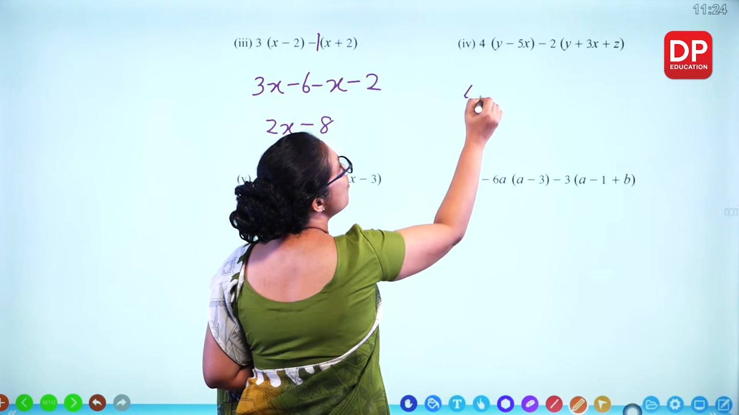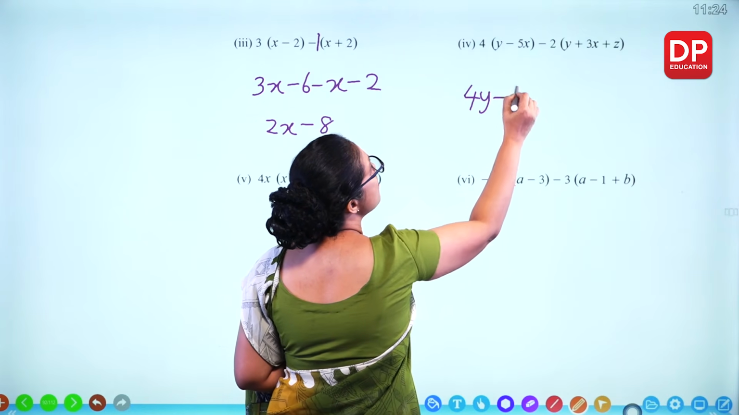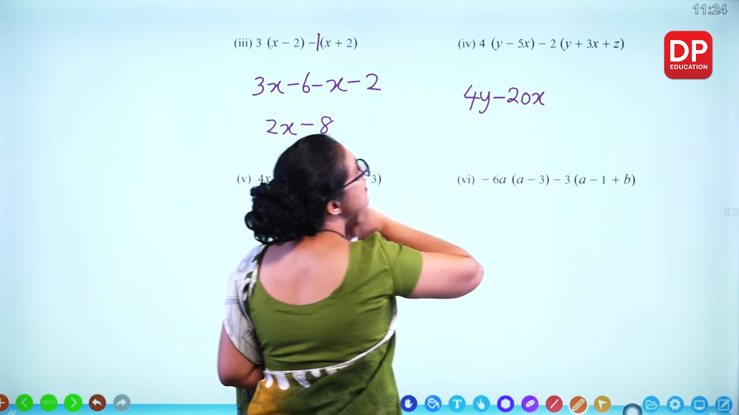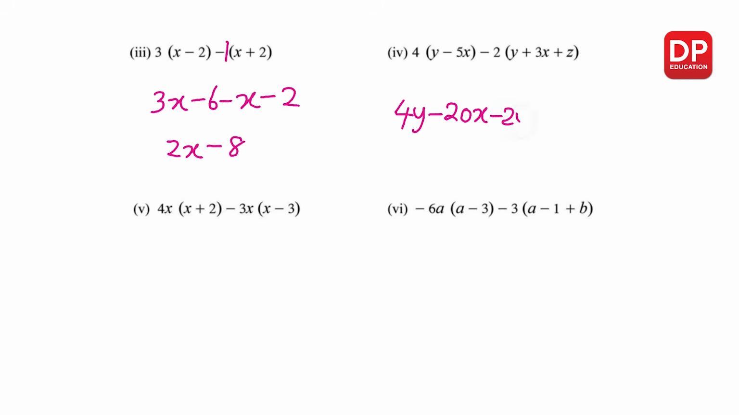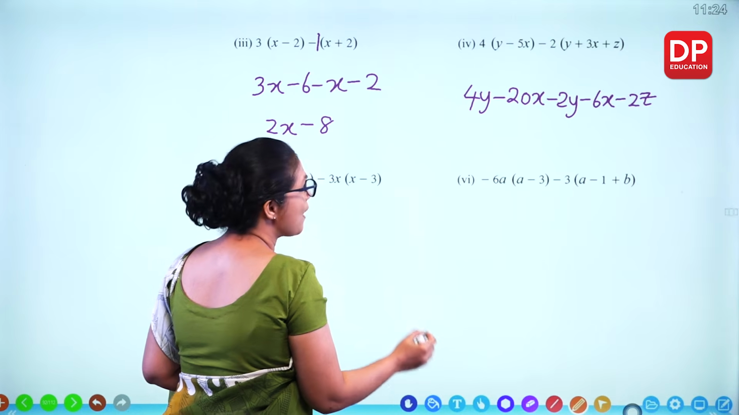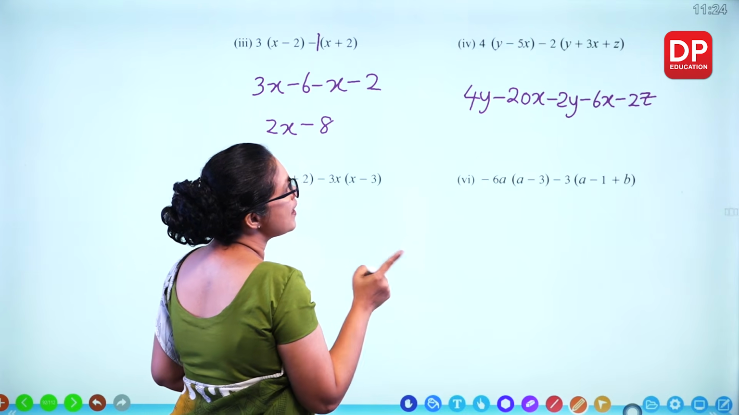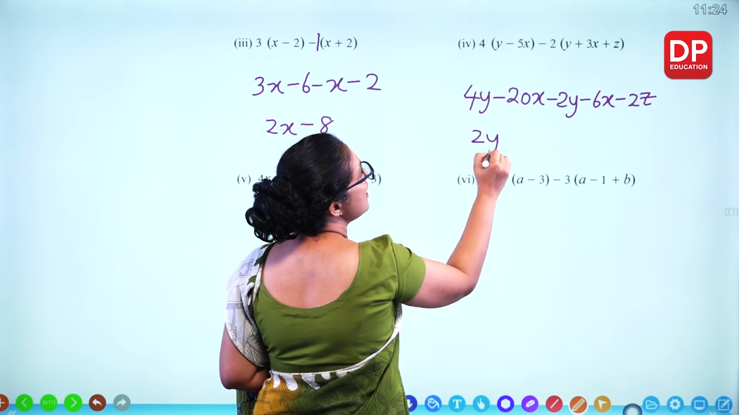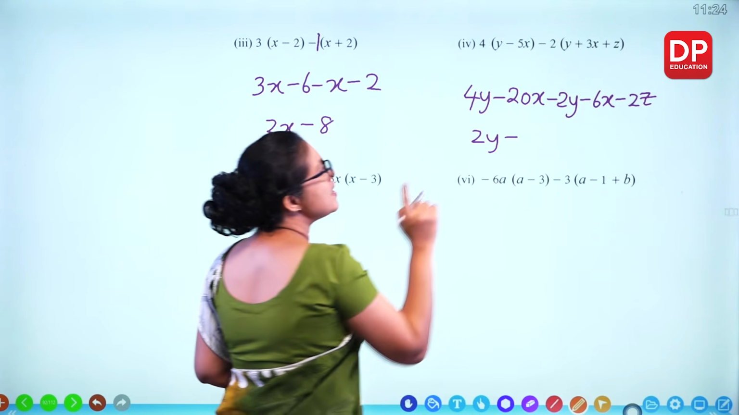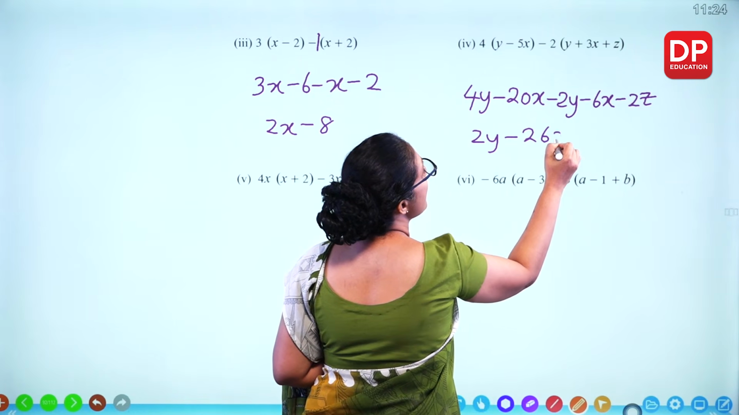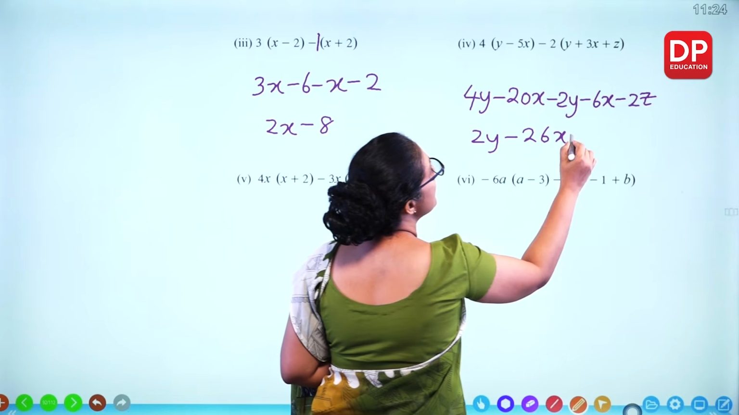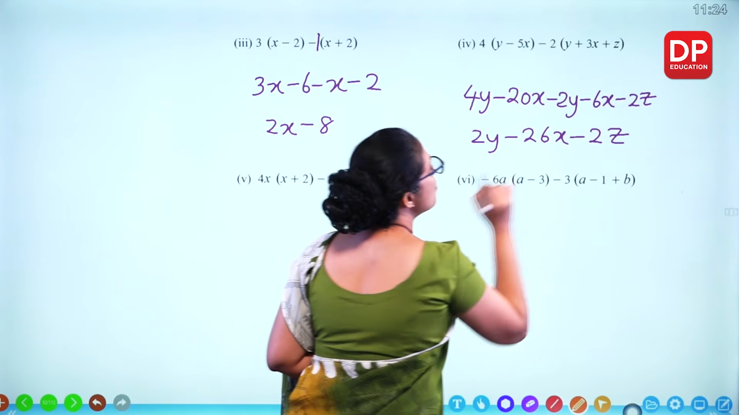Multiply by 4, 4y and minus 20x. This one multiply by 2, minus 2. Minus 2y, minus 6x and minus 2z. Now simplify. 4y and minus 2y, 2y, minus 20 and minus 6, minus 26x. And here minus 2z.